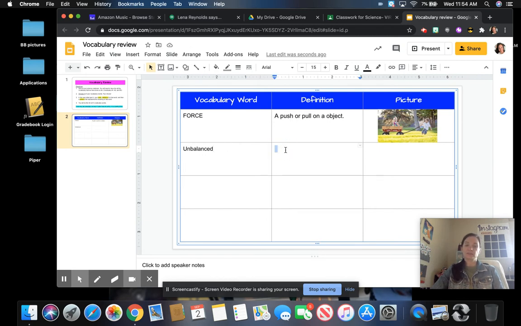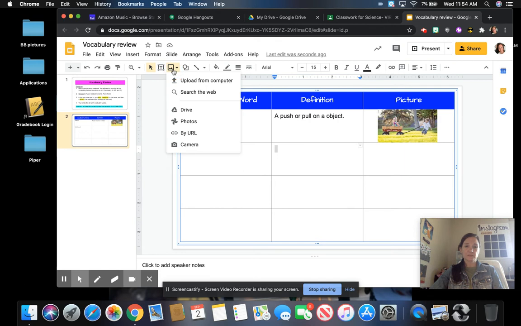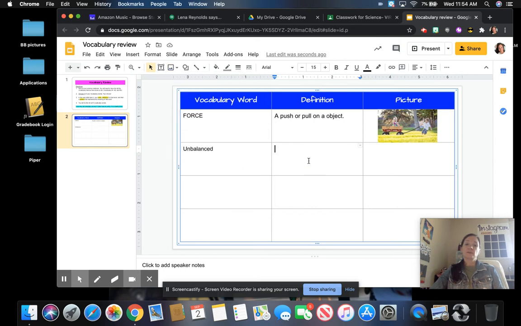And then I'm going to write the definition over here. And then I'm going to go to Google and I'm going to find a picture that could represent unbalanced forces. So you got to use your imagination a little bit. Or if you wanted to draw a picture of an unbalanced force and then upload it to your drive on your computer and then attach the picture, you just go up here, insert an image, and you would do upload from computer. And then you can add it in there. So it is totally up to you how you want to do it. So you need the vocabulary word, the definition for the vocabulary word, and a picture that shows that vocabulary word. And you need 4 different words.